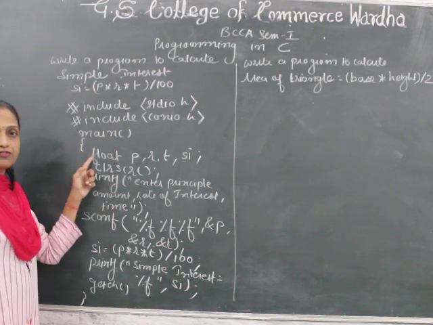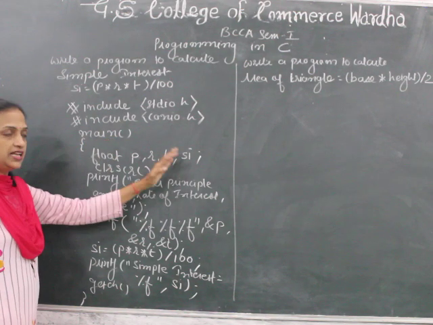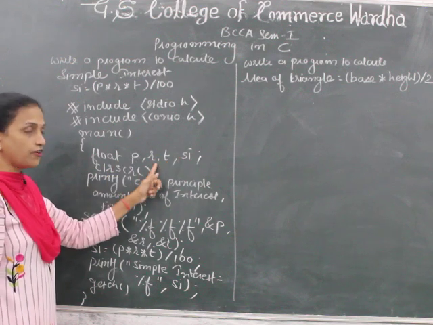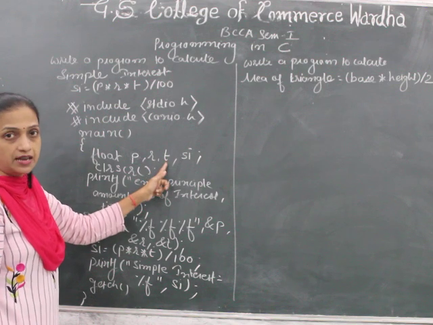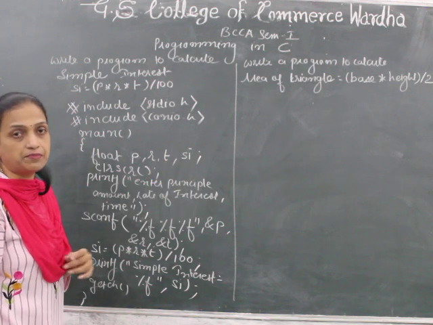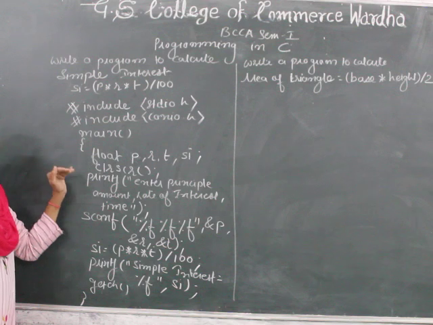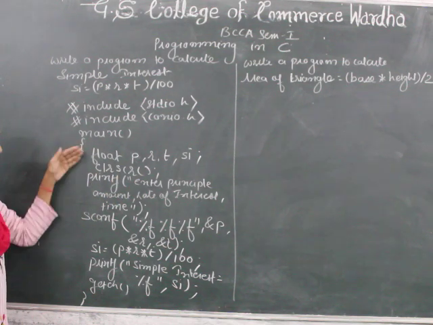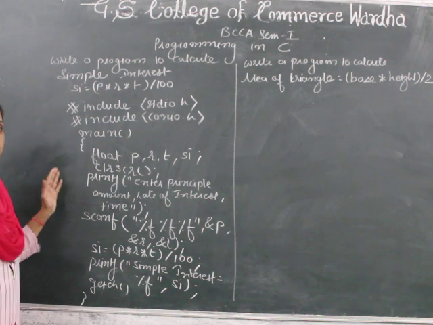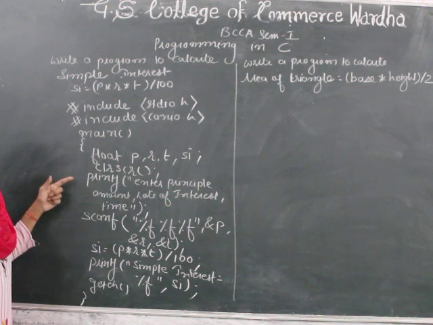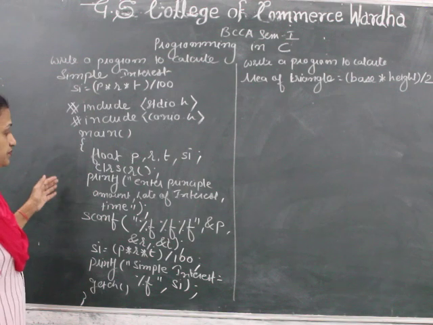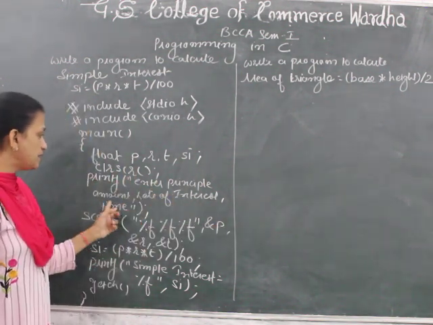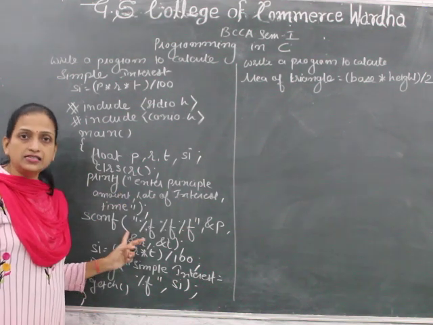So the first part of your program after the main function is the declaration. Here we are declaring the variable p for principal amount, r for rate of interest, and t for time period, and SI to calculate the simple interest. Then we add one function, clrscr, and after that we print a message on the output screen: enter principal amount, rate of interest and time.